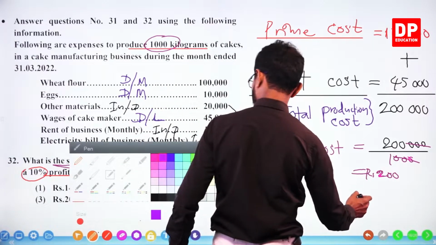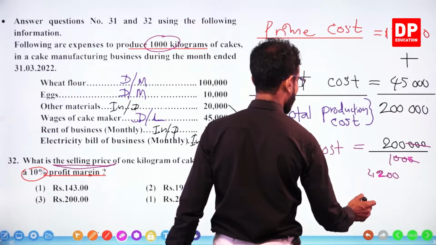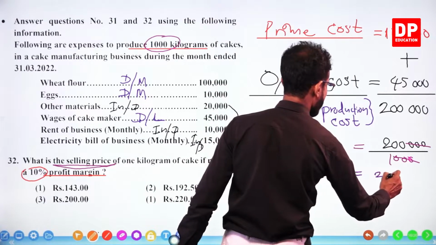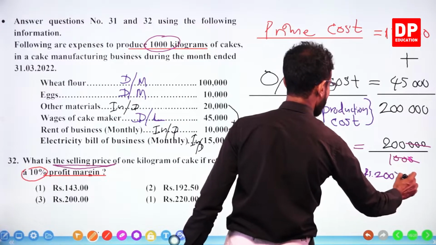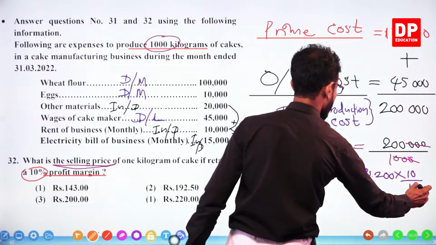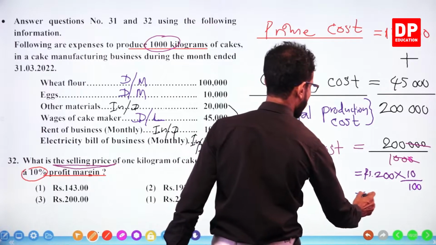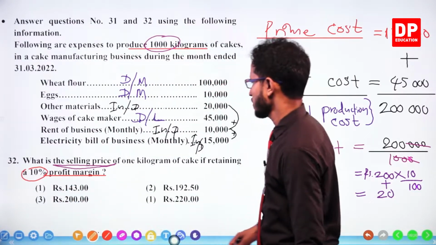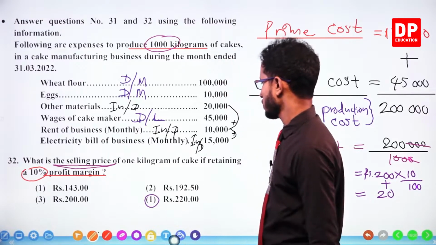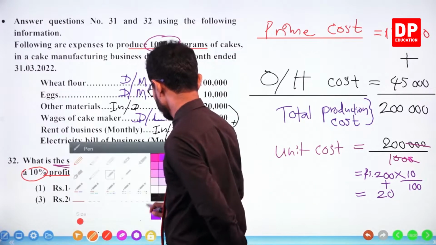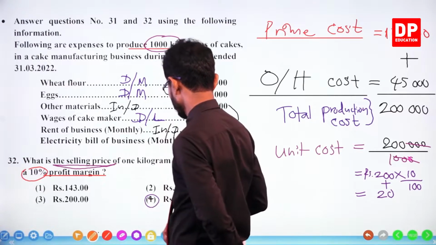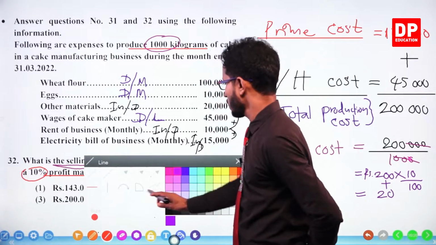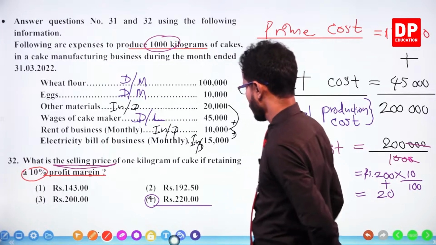So what do you do? You take 200 into 10 over 100. Answer is how much? 20. 200 plus 20, 220. That is the selling price. Here we go. 220. That is the fourth answer. $220.